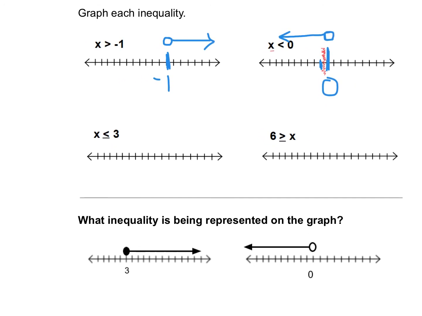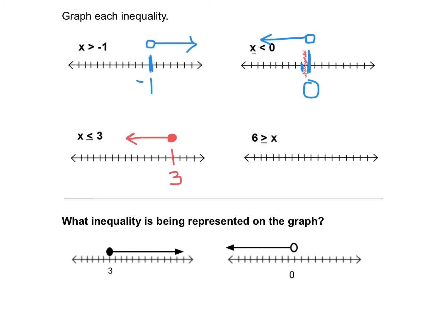All right, here we go. X is less than or equal to 3. So mark your place on the number line, wherever you would like to start. We're going to label it 3. This time we have less than or equal. So we close that circle because we have the equal part, and we want less than 3. So we're going to move it this way.